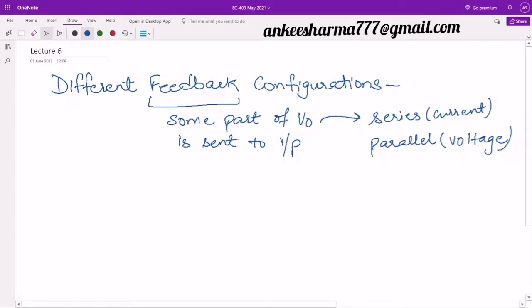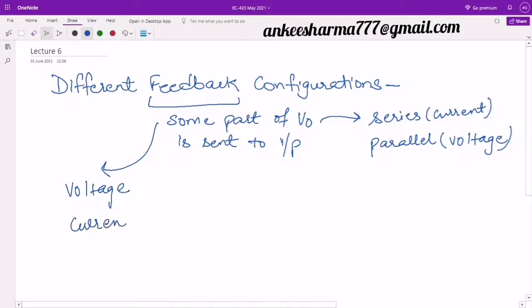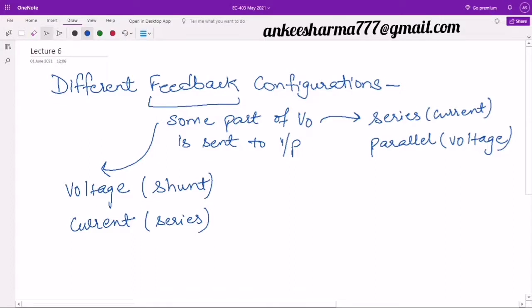Now the next point is that when we are sending this feedback signal back to our input, this input can be either in the form of voltage or in the form of current. Simply, when you are connecting it in the current way, you are connecting it in series, or when you are connecting it in the voltage way, you are connecting it in shunt or in parallel, right? I guess you all know that shunt and parallel are one and the same thing. So these four combinations will be there.